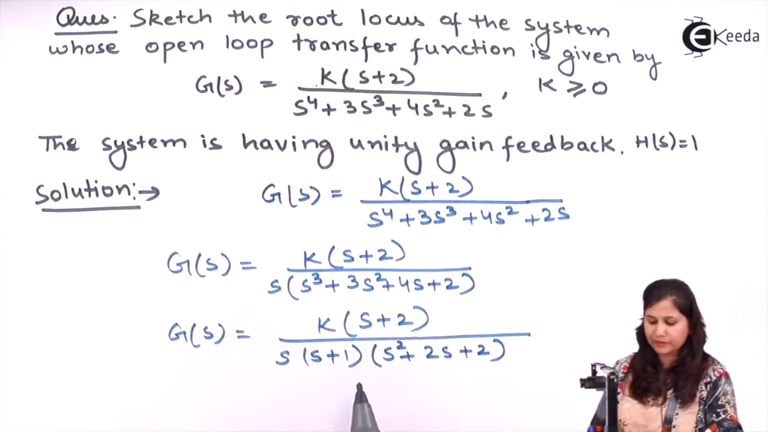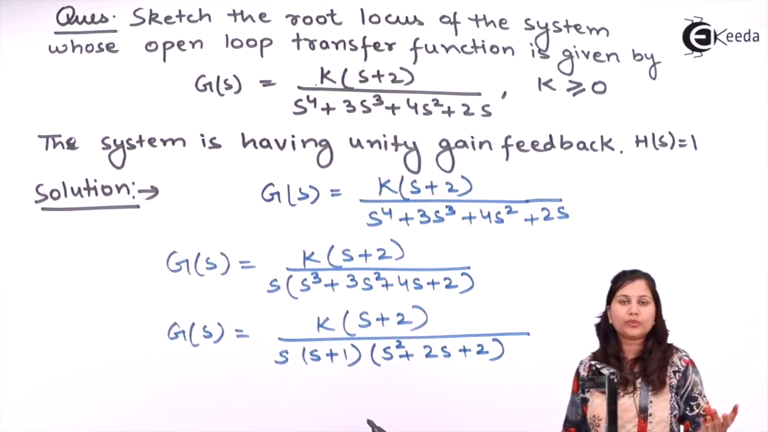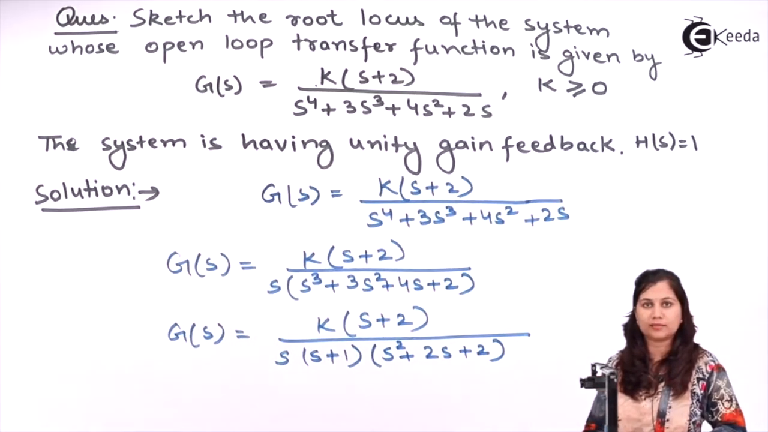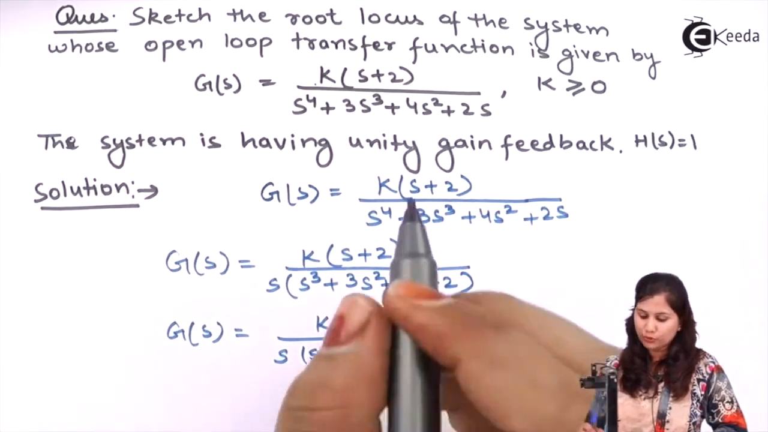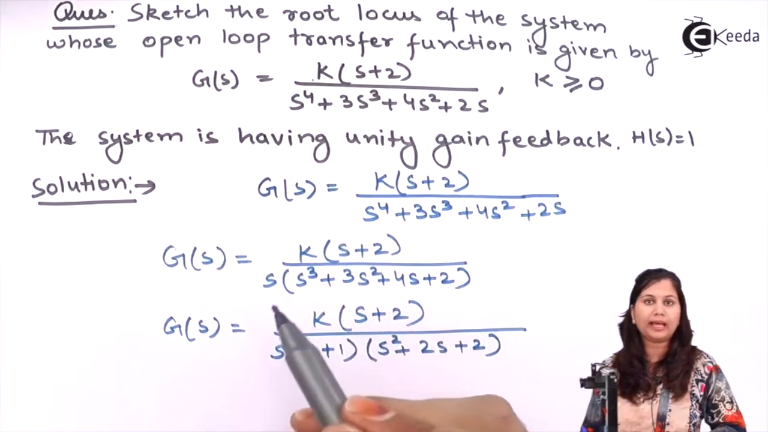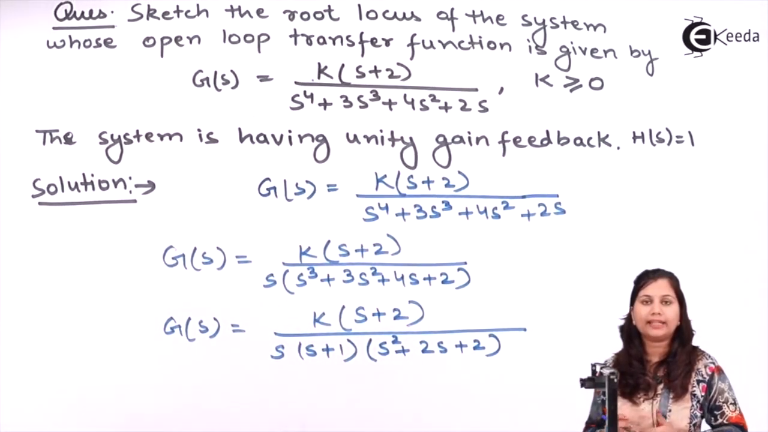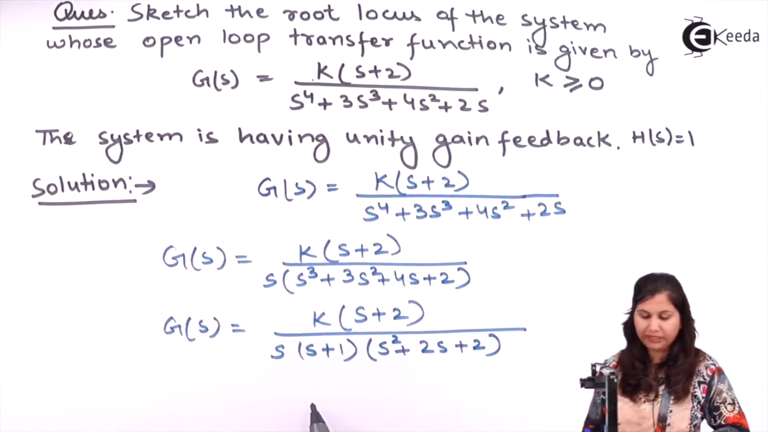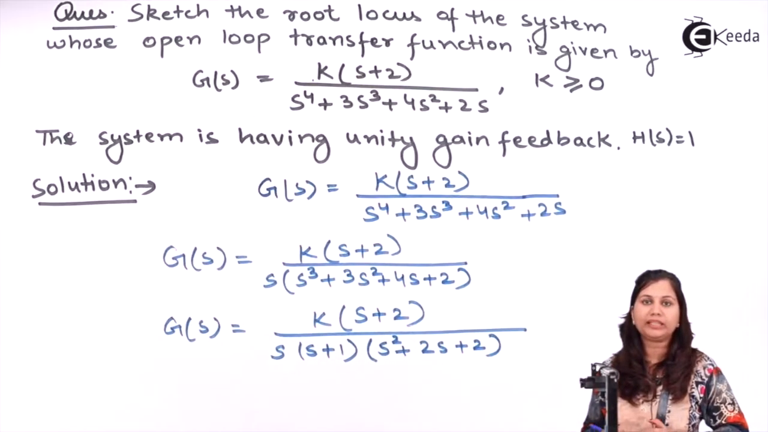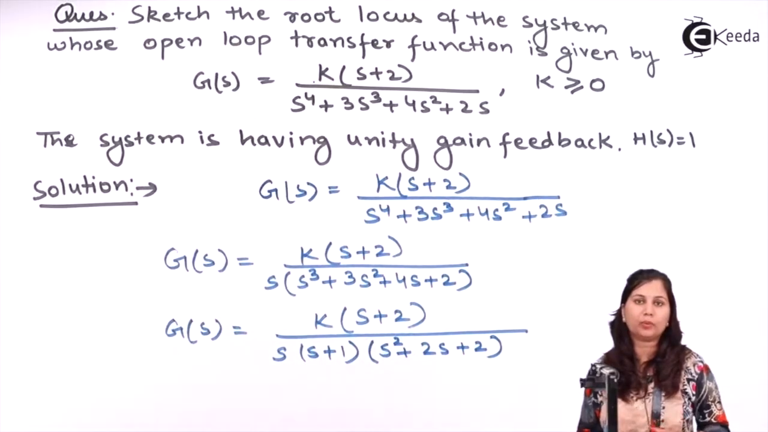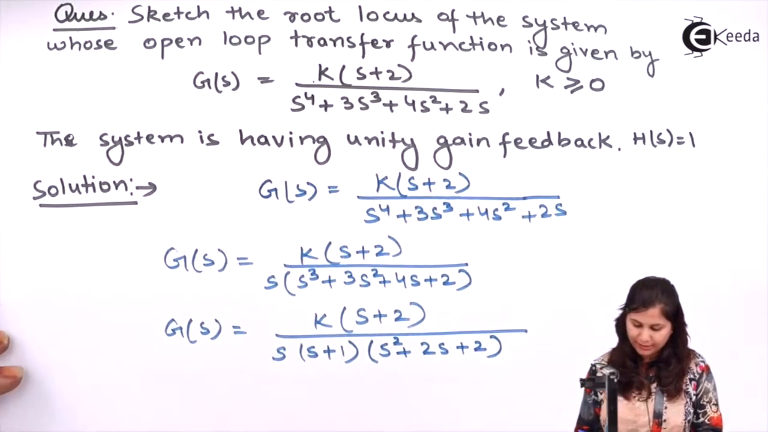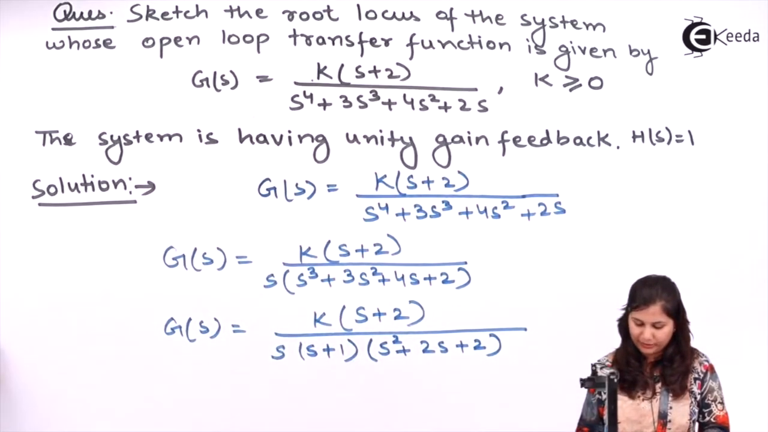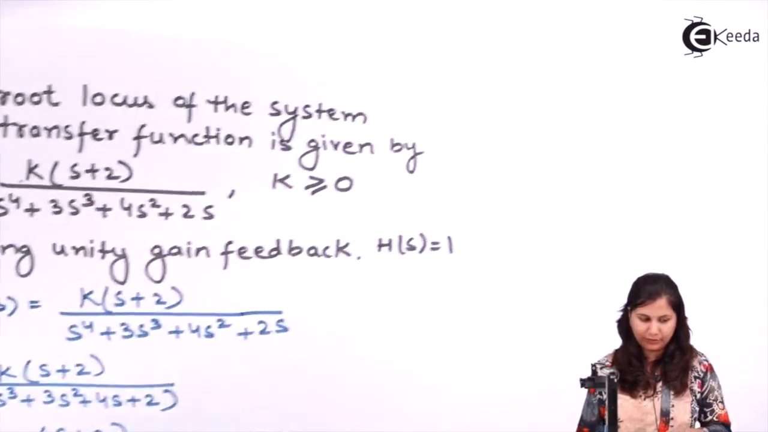We are doing this because our first step to sketch the root locus is to find out the poles and zeros of the system. For poles, we have to use the denominator polynomial, equate it to 0, and then find out its factors. So we are just simplifying the denominator polynomial so that it will be easy for us to find out the poles and zeros of the system. We have simplified it completely. Now let's find out the poles and zeros.